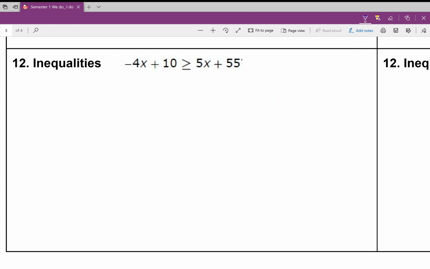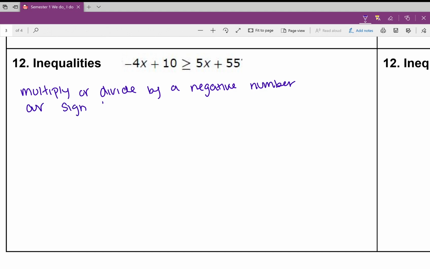Number 12 says inequalities. So what was important about these is that if we multiply or divide by a negative number, our sign flips. So we need to remember that while we're solving this problem. So I have negative 4x plus 10 greater than or equal to 5x plus 55. So let's go ahead and solve this problem.